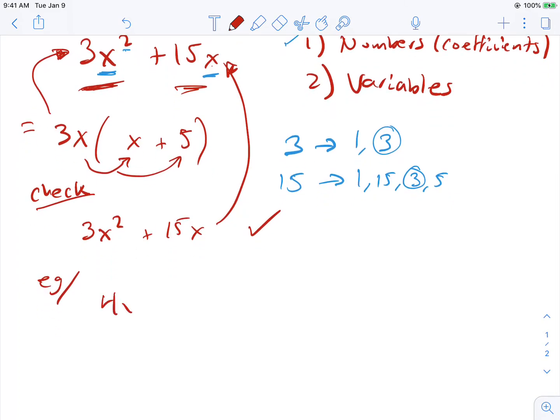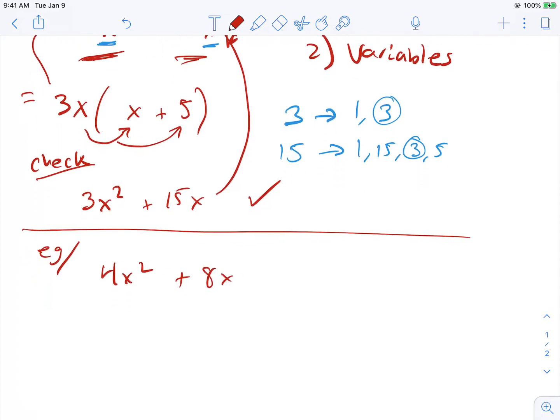Here we have 4x squared plus 8x, and we're going to do the first things first. We're going to start with our numbers. So this and this, what can we factor out of both? Well, let's make a little list. So for the number 4, we know that 1 times 4 is going to do it. And what else is going to multiply to it? 2 times 2. Okay. And for 8, well, we know that 1 times 8 is going to do it. And then other ways to get to 8, well, we can go 2 times 4.